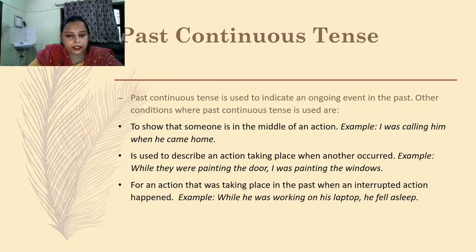Now here, past continuous also says that an action was taking place in the past when an interrupting action happened. To clarify this statement, let's see the example. While he was working on his laptop, he fell asleep.